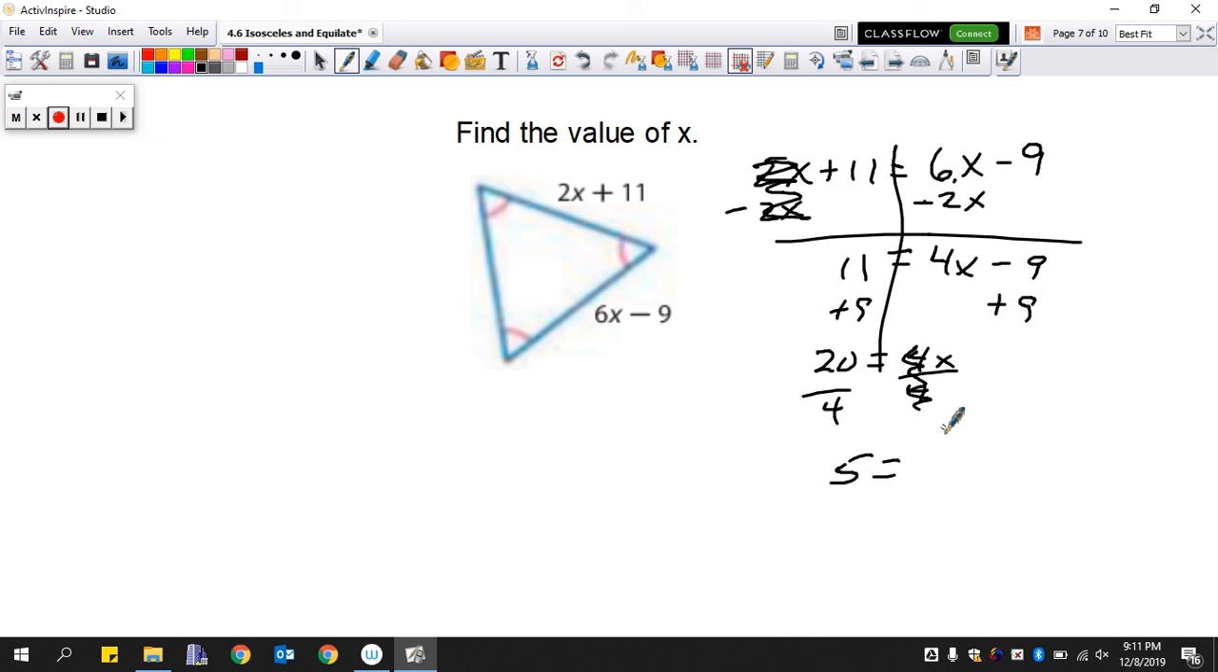So the 4's cancel out on the right-hand side. So 5 is equal to x. So our value of x is 5.